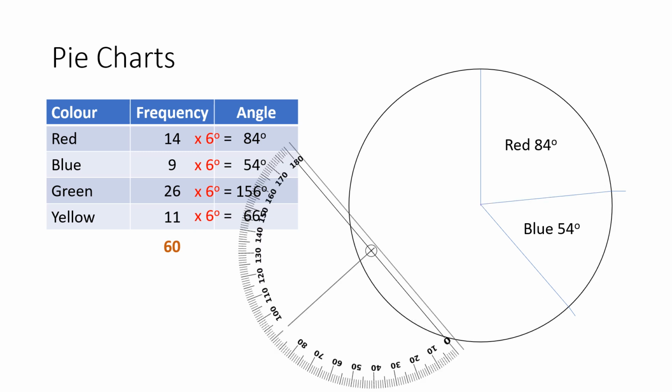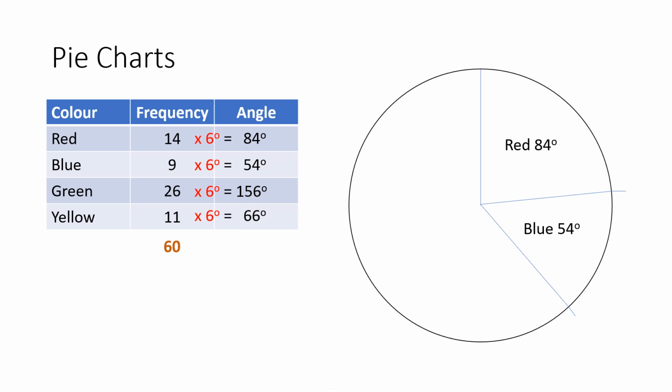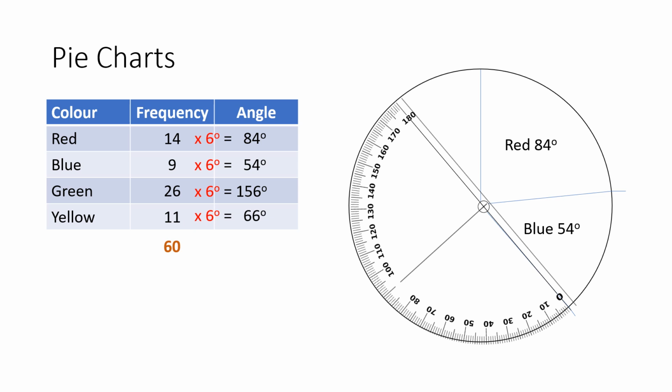I'm now going to do the green sector. Again, I need to move my protractor into position. Again, making sure that the 0 is on the last line that I drew, and then I'm going to measure around 156 degrees in a clockwise direction. I'm then going to put a mark on 156 degrees and then join up the mark with the centre, just like I've done previously, and label it green 156 degrees.